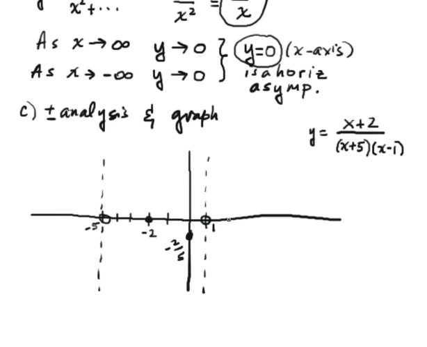So to the right of 1, if we substitute in something like 2, well, 2 plus 2 is positive, 2 plus 5 and 2 minus 1, everything's positive. So I'm going to write down positive to the right of 1. And now in between 1 and minus 2, we can substitute in a 0, for example. We have positive on top, positive on the bottom, times negative. 0 minus 1 is negative, so that's 1 negative. So between minus 2 and 1, the function is negative, below the axis.